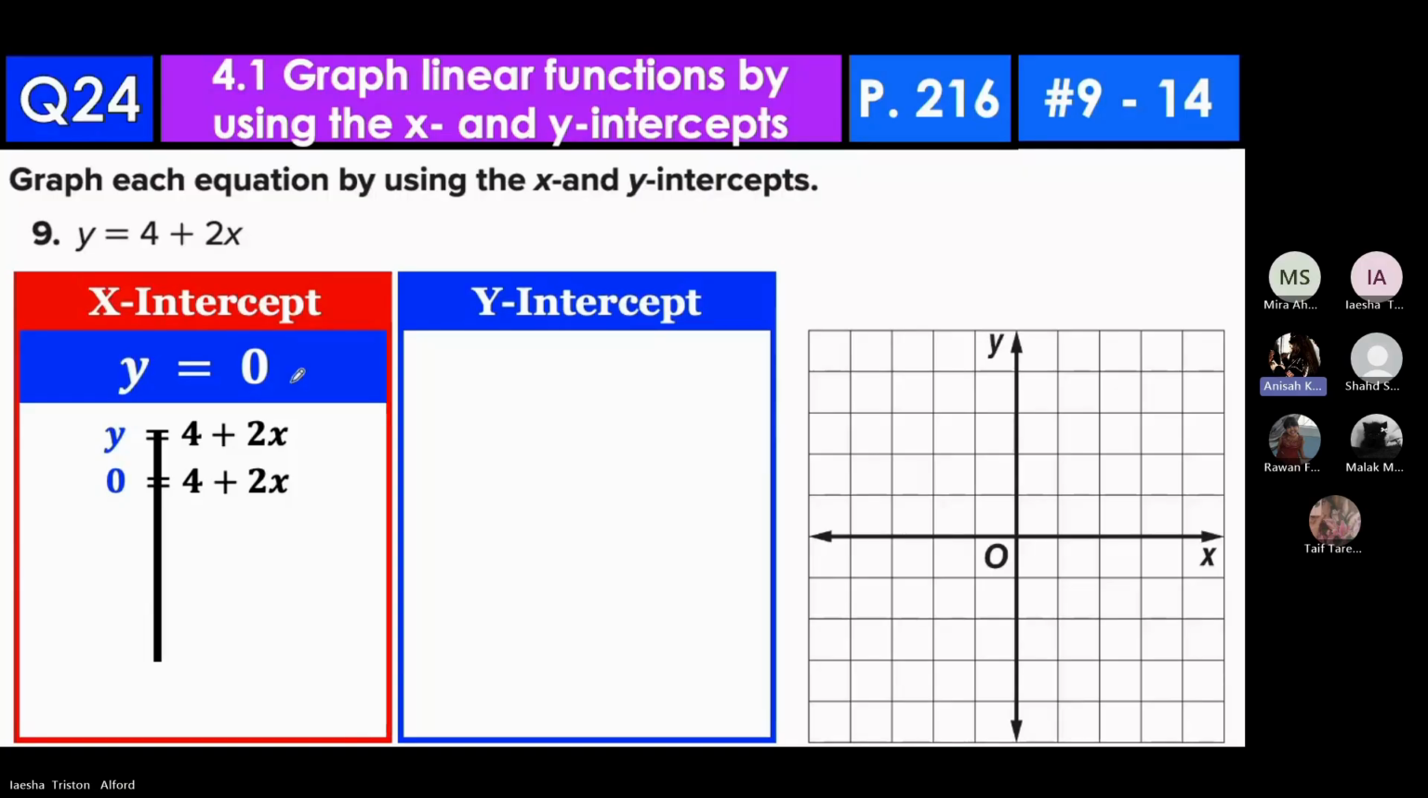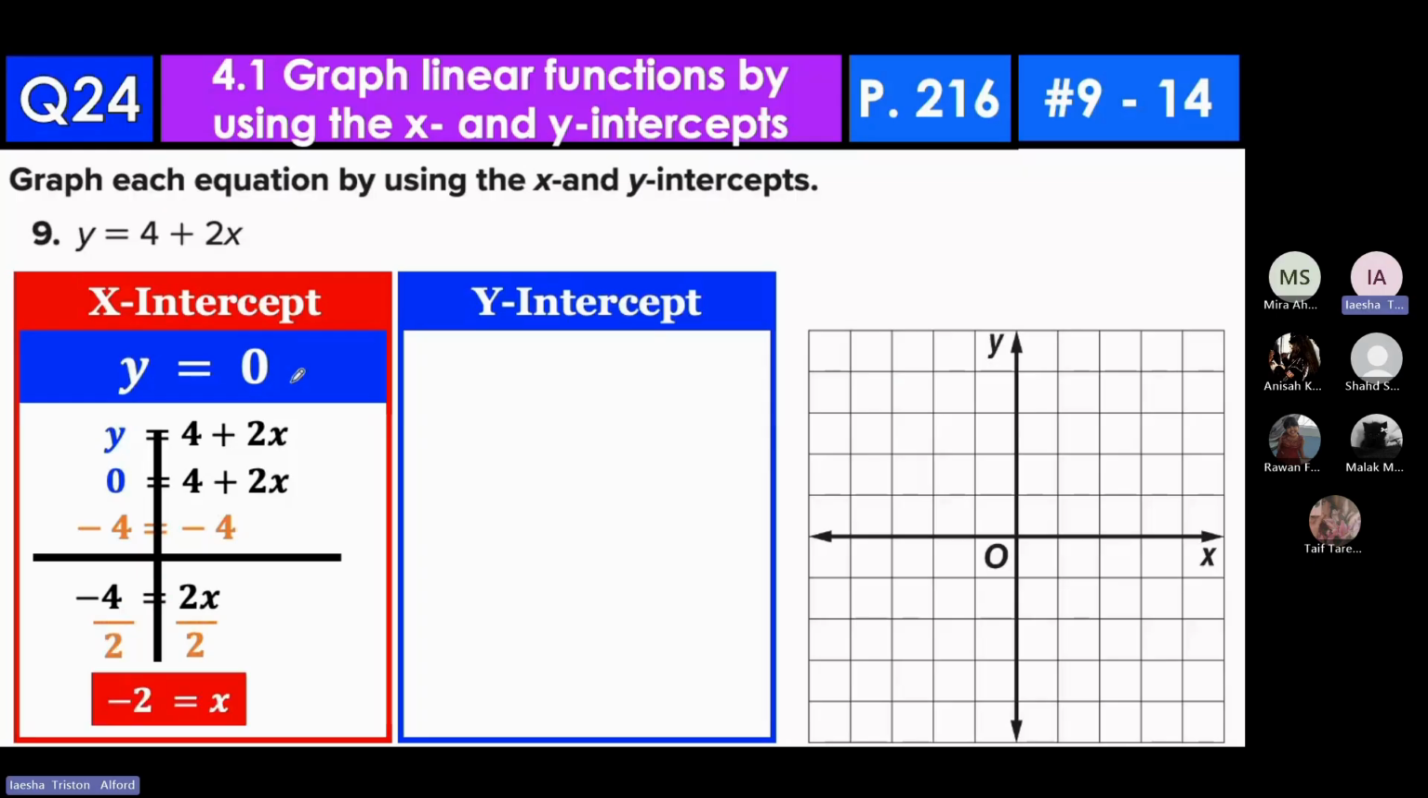Then here we will say negative for both sides. Correct. Then we get this. Then divide to both sides. You get x is equal to -2. That's part 1. Part 2, you need the y-intercept.